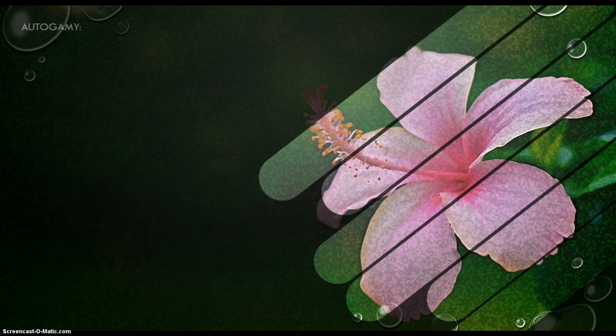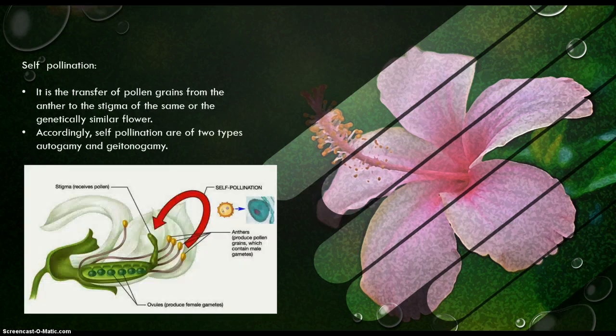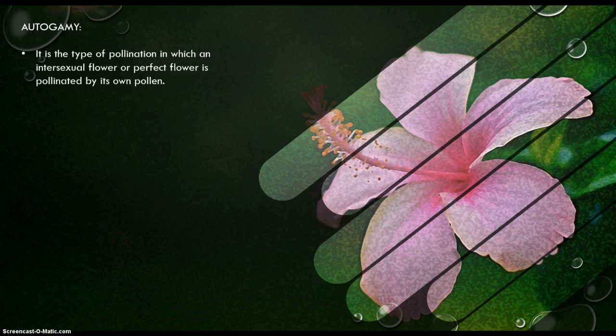Next, let us see autogamy. We have discussed in the previous diagram that it is of two different types. What are they? Autogamy and geitonogamy. So we are first discussing autogamy. So what is autogamy? It is the type of pollination in which an intersexual flower or a perfect flower. What do you mean by the term perfect flower?